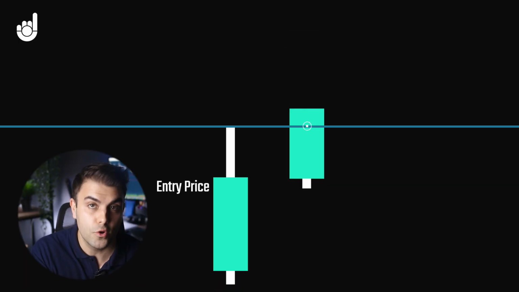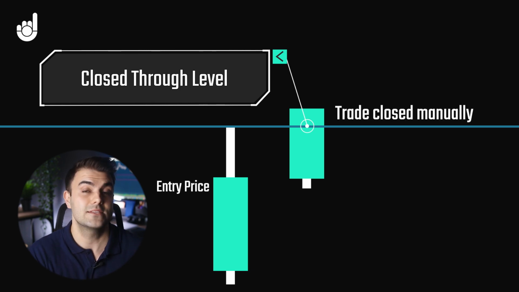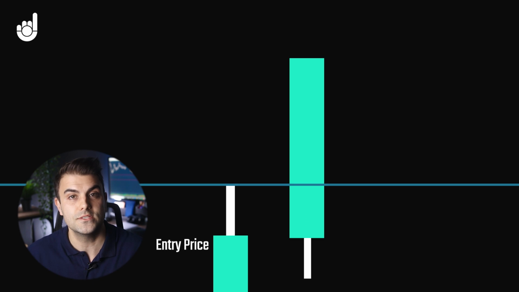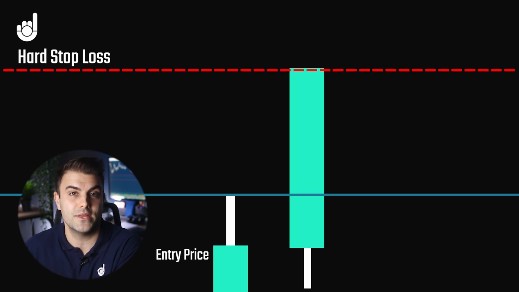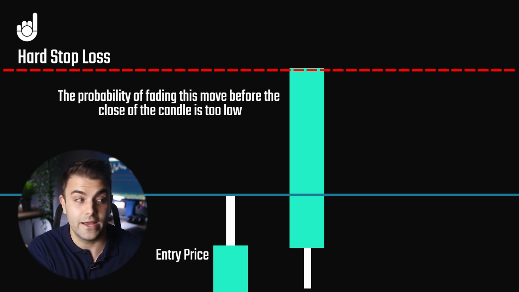So my soft stop instead will be based on the price closing through that level. If the price closes through that level, I'll exit the trade manually. But if it just touches that level, I'm not closed out of the trade. Instead, my hard stop loss will be just beyond the point where if the price reached that point, the probability of it returning to the other side of the level and failing is too low.